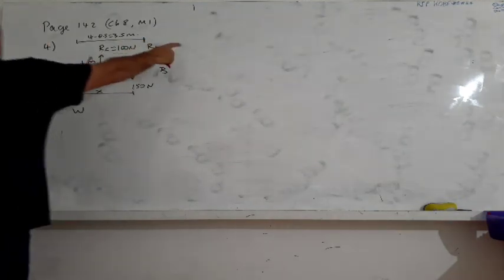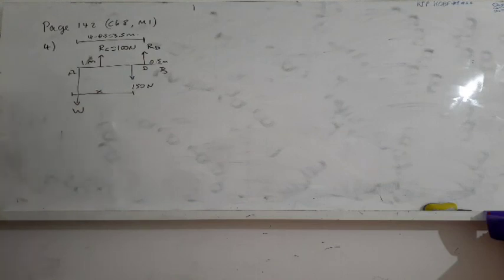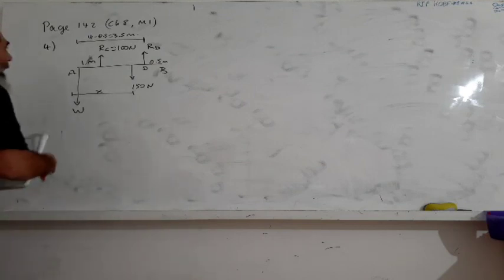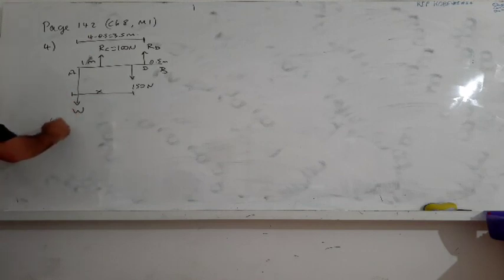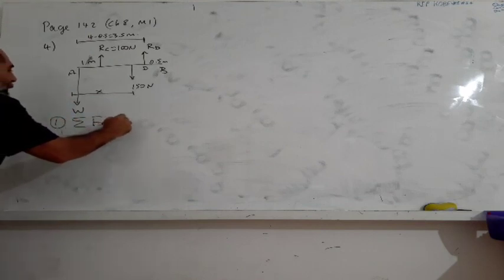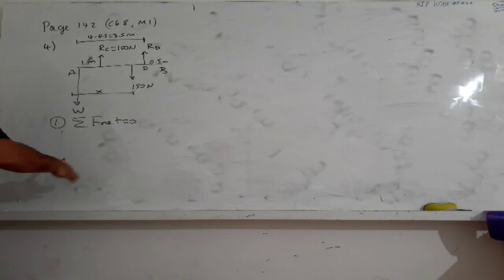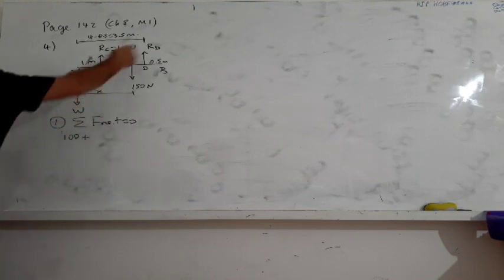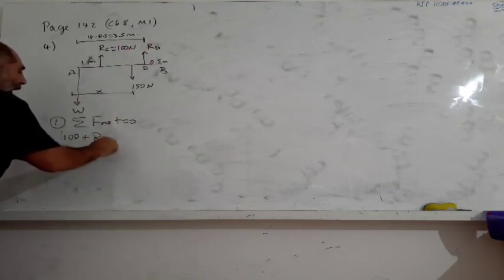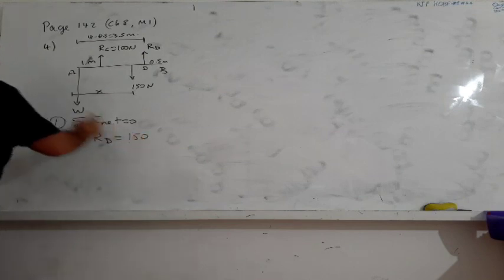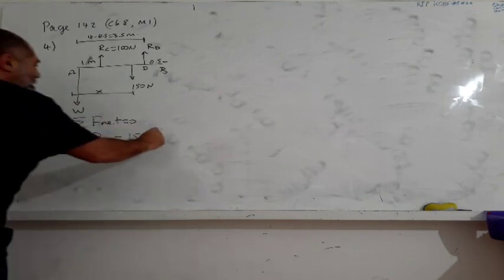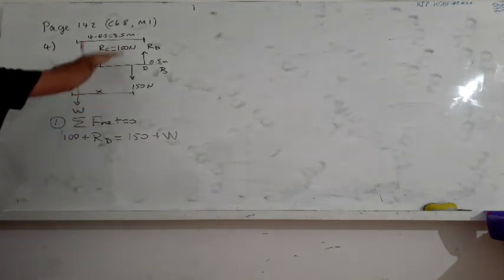So let's apply our rules here. F net must be 0. So upward forces must be equal to downward forces. We have two upward forces here, 100 newtons plus RD. And we have two downward forces, 150 plus W. So RD is equal to, taking that 100 as negative, 150 minus 100 is 50, 50 plus W.